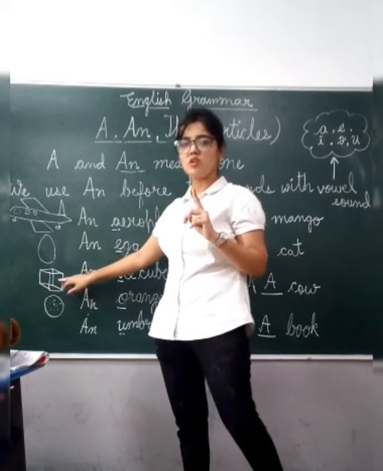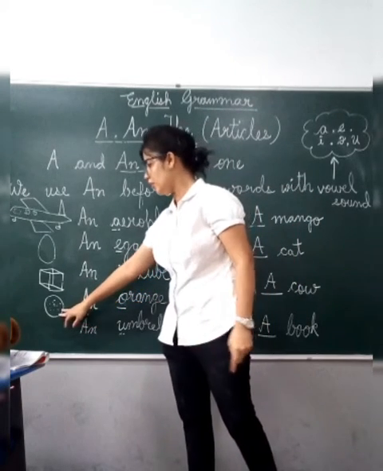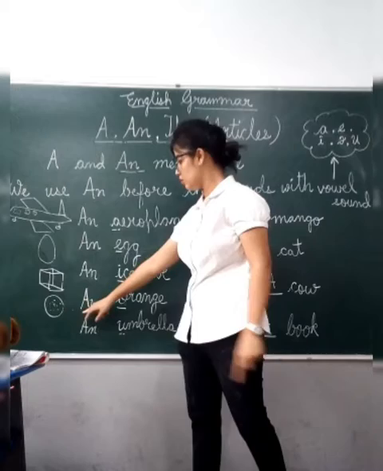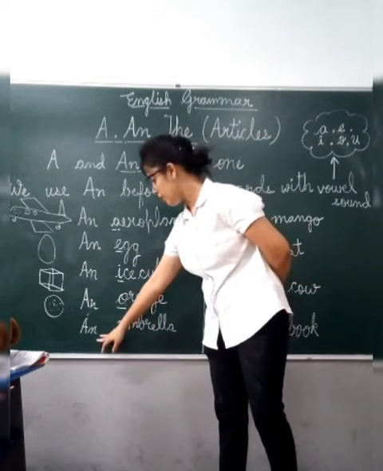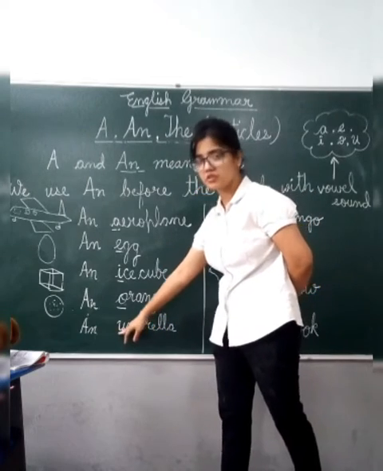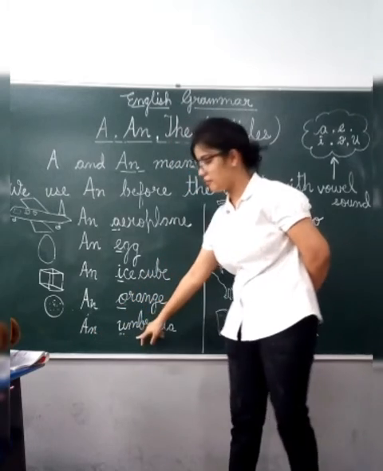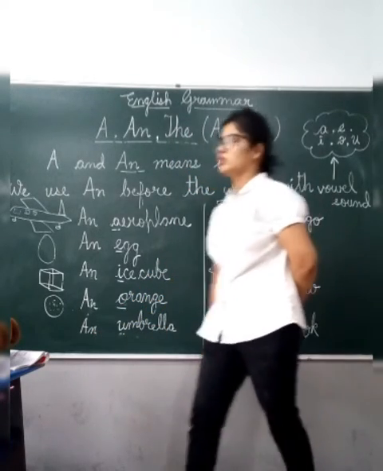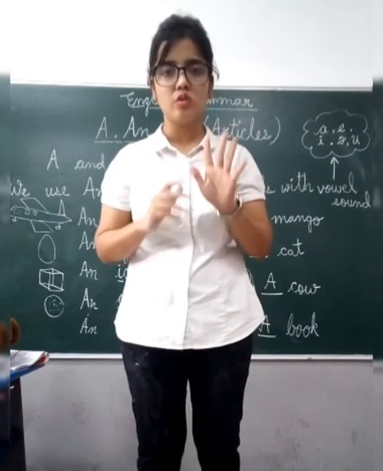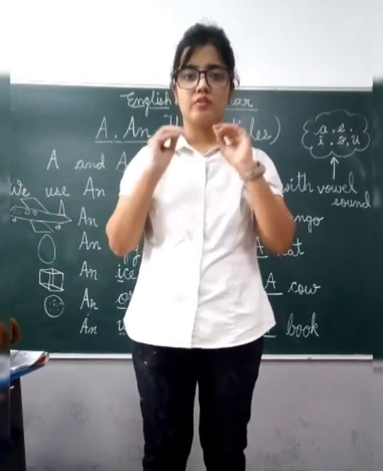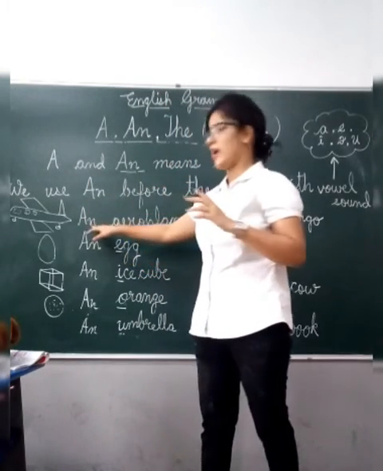So, we will say an ice cube. Okay. How many oranges you can see? One. So, we will say an orange. Umbrella. And umbrella starts with U, which is also a vowel. So we will use an. An umbrella. Now, as I told you that there are 5 vowels, A, E, I, O, U. So the word which starts with vowel sound, before it we will use an.